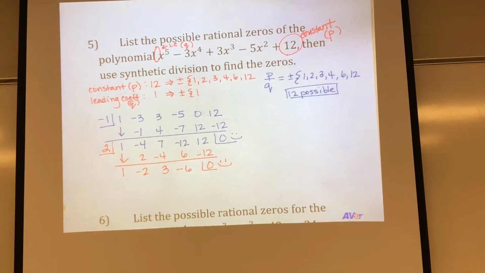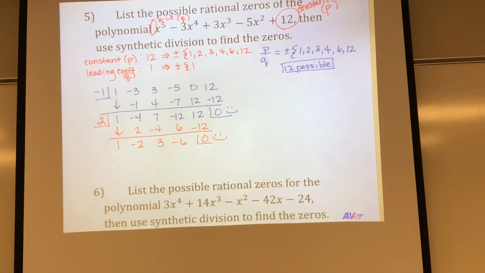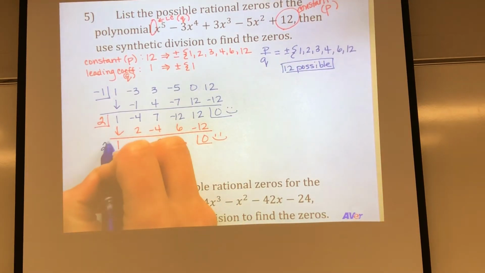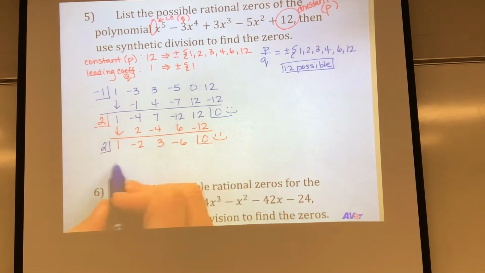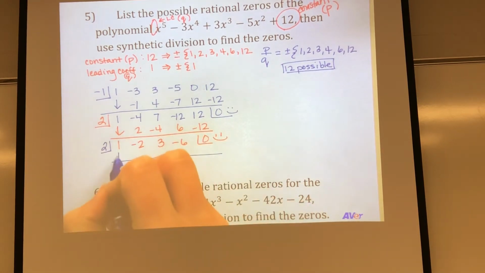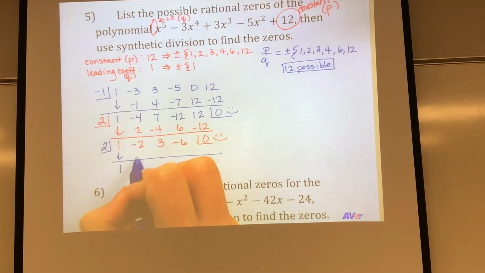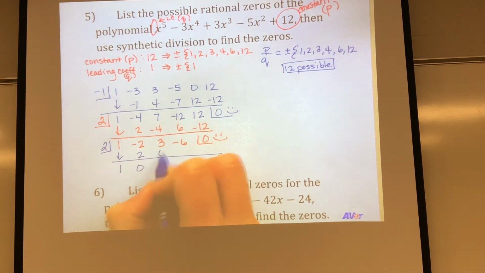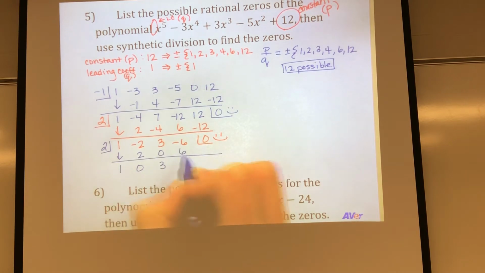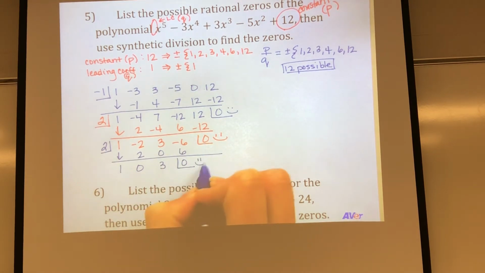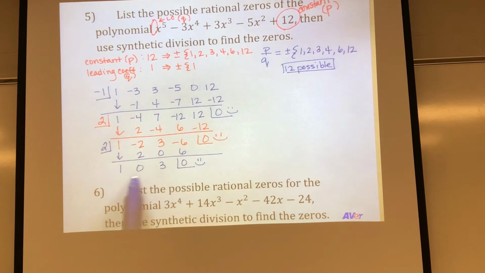And believe it or not, zeros can show up more than once. So we're going to use 2 again. Running through that process gives us another 0, which is again a good thing. And now these coefficients down here represent a quadratic. So this is our x squared term, our x, and then our constant. So let's write it as a quadratic.